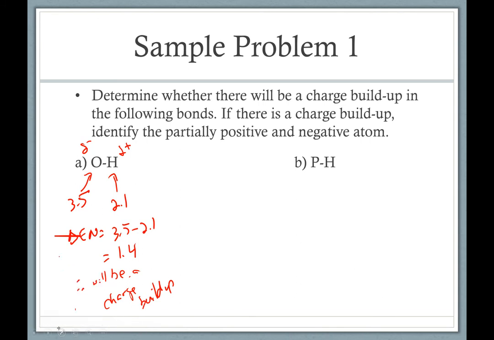Okay, so now if we look at our next example, see if you can pause the video and try it on your own. If you look at phosphorus, it has an electronegativity of 2.1. Hydrogen has one of 2.1. If we do our delta EN, we get 2.1 minus 2.1, which is 0. So therefore, no charge buildup. And we won't indicate any charges there because there is no charge buildup in this bond.